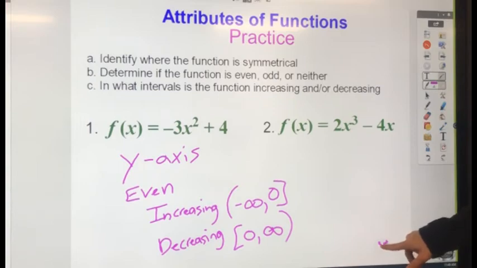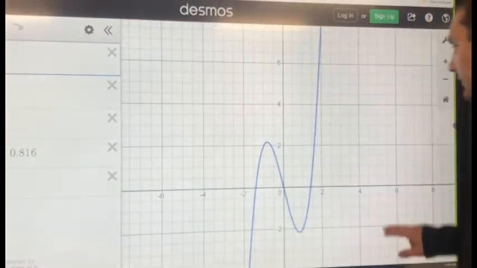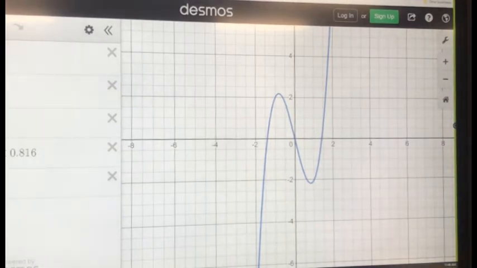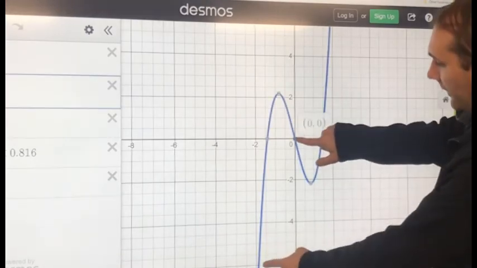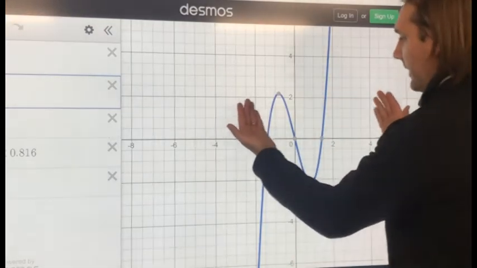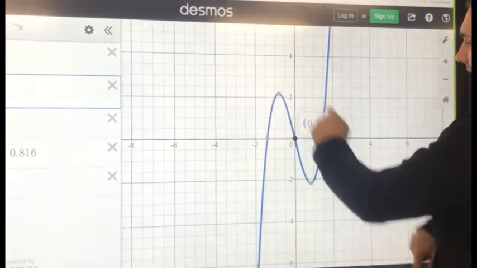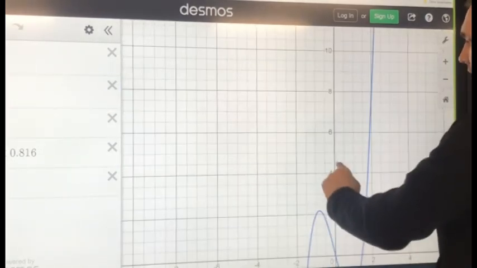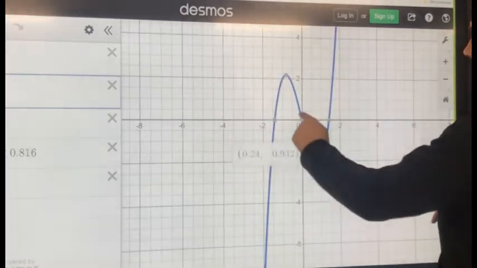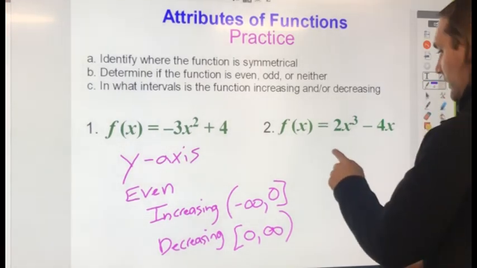Now number 2, f(x) equals 2x cubed minus 4x. So let me look at my graph here. Tell me, how is this graph symmetrical? Along the origin, right? If I take this pivot point, rotate it 180 degrees, I'll get this other side. Or if I make it symmetrical along the y, I get kind of an M here, and then flip it along the x. That M curve flips over like this, if you can visualize that. So this is symmetrical along the origin, which means it's what kind of function?